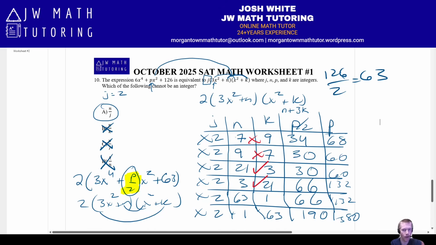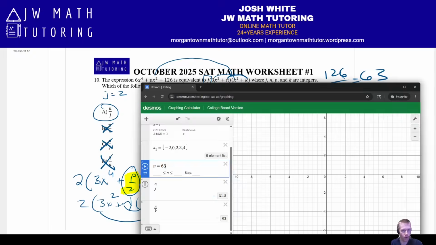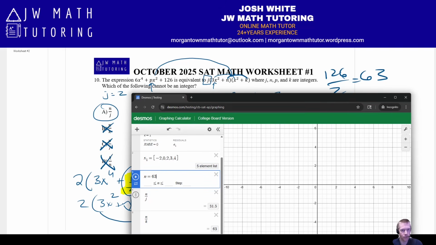Again, this is probably quicker than what I did here, where I went through and made the table and wrote out all the different possible values for n and k and for p and for p over 2, and then went through each one and said, okay, which is an integer, which is not an integer. So if you want to use Desmos for this, that's perfectly understandable. It can cut down on the work and the time. Just be aware, you still do have to recognize something.